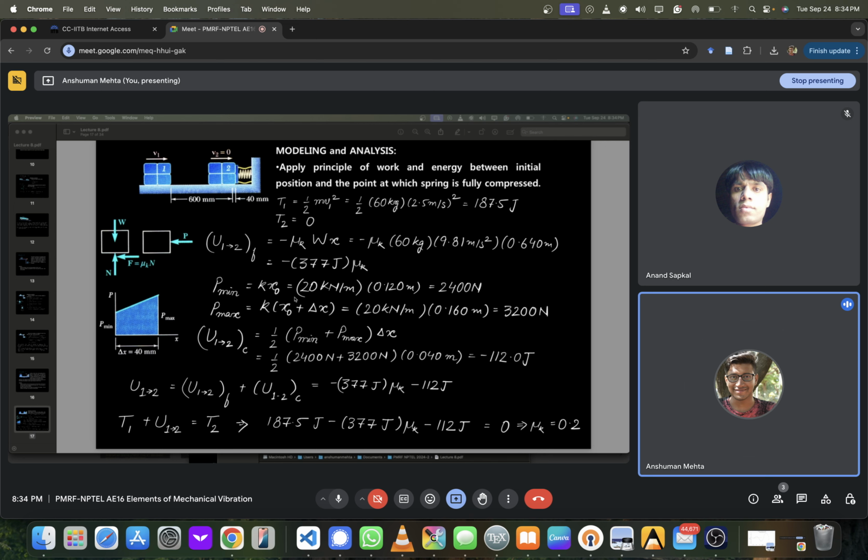Initial kinetic energy comes out to be 187.5 joule, and final kinetic energy when it stops for an instant is 0. Now we find the work done from 1 to 2 by the force of friction.